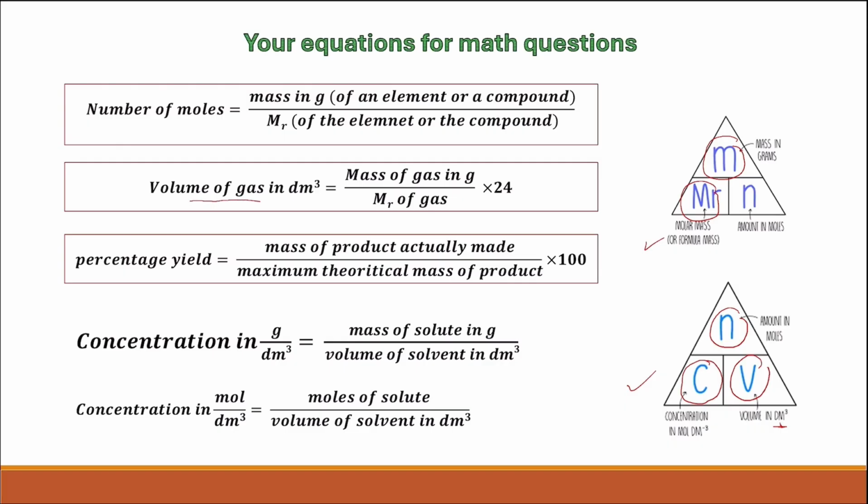Remember, the volume of a gas in decimeter cubed equals the mass of the gas in grams over the Mr of the gas, which is basically the number of moles of the gas, multiplied by 24. This is the volume of the gas in decimeter cubed. And then finally, the concentration could be gram per decimeter cubed or mole per decimeter cubed.